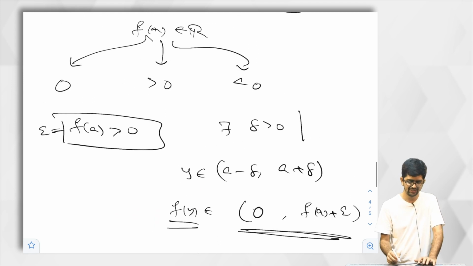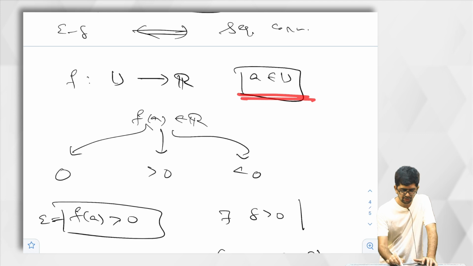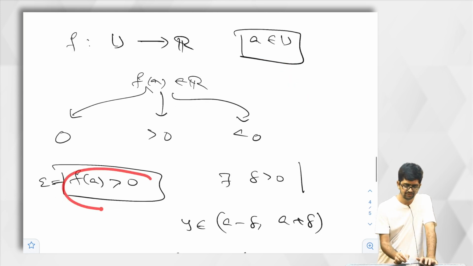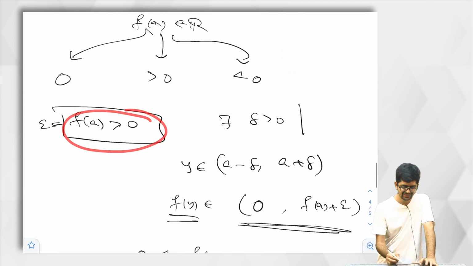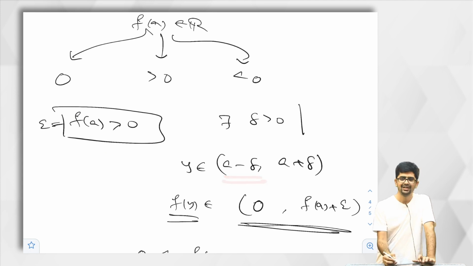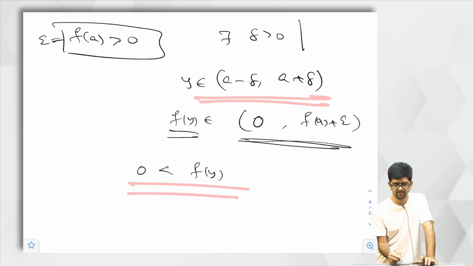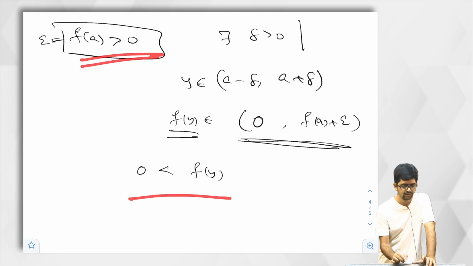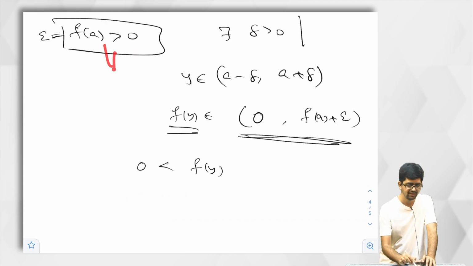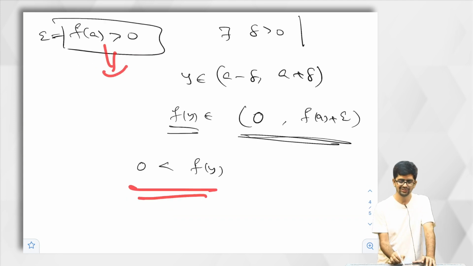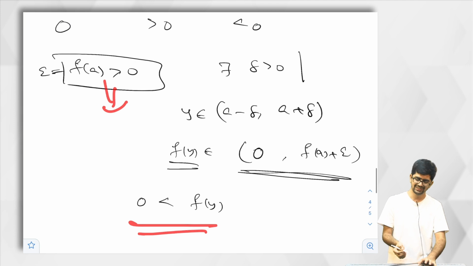So if I started with an element a belongs to u such that f of a is positive, then there is an interval around a, and in the whole interval this is the situation. The order remains. If it is positive, this is positive. If it is negative, do you know anything about this?